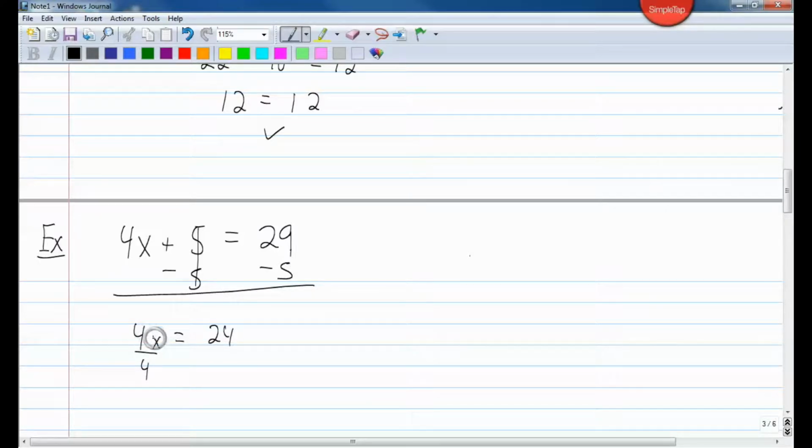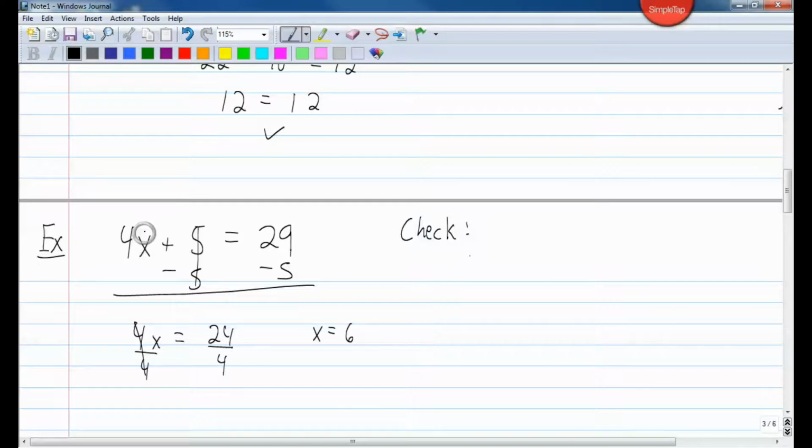Now, since it's 4x, that's 4 times x. To get rid of the 4, I have to divide by 4. Alright, so x equals 24 divided by 4, or 6. One like this you can check really quick. You take your original equation and plug the x in.